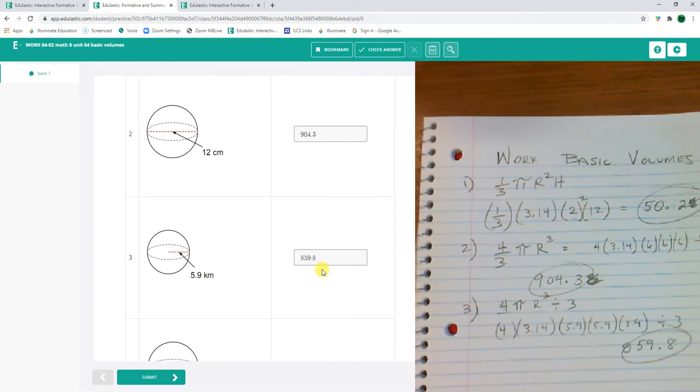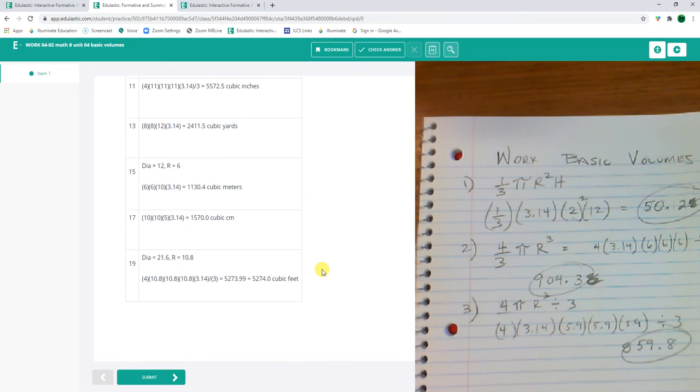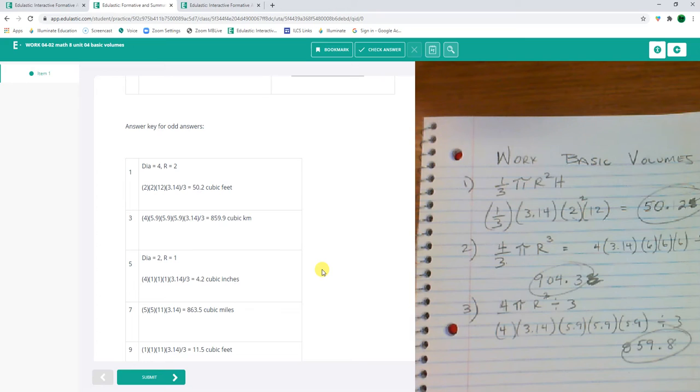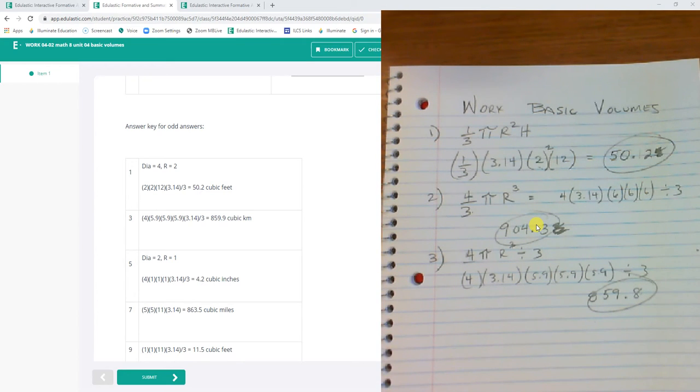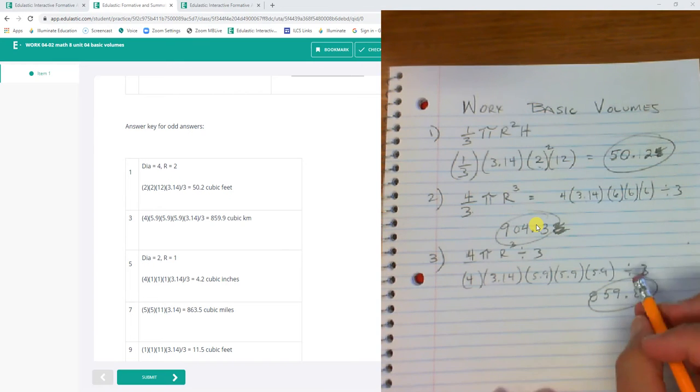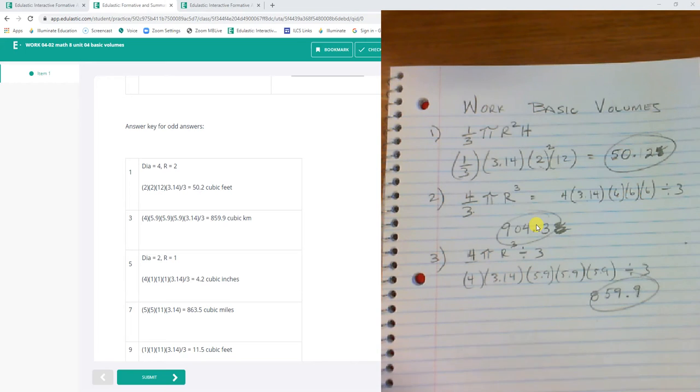This one was correct. Number 3, 859.8. Number 3, 859.9. I'm losing it on rounding. 4 times 3.14 times 5.9 times 5.9 times 5.9 divided by 3. Yeah, it should be a 0.9. Both of those, I lost it on rounding. Okay, let's keep going.